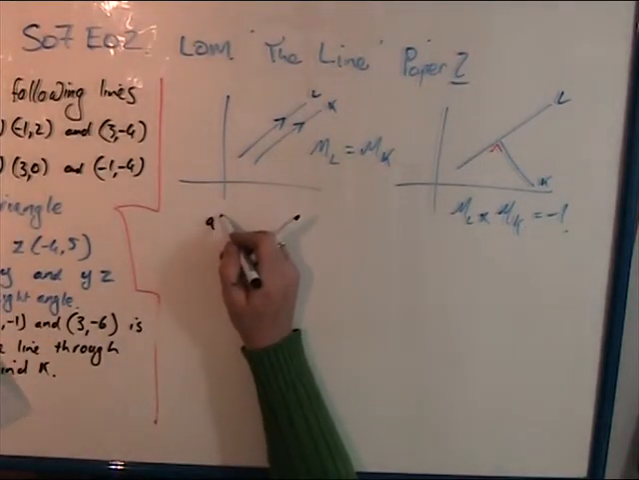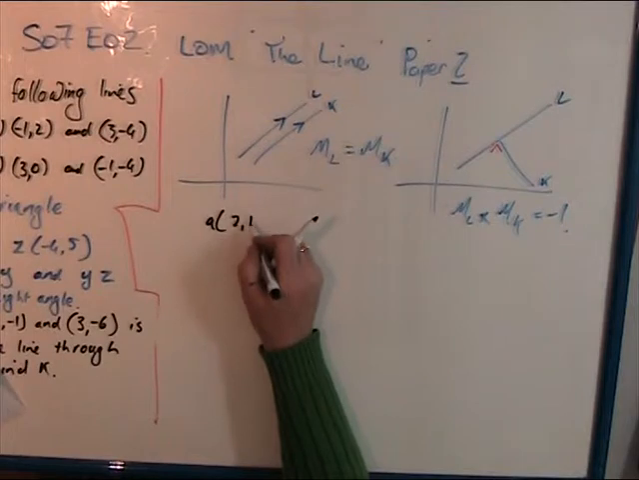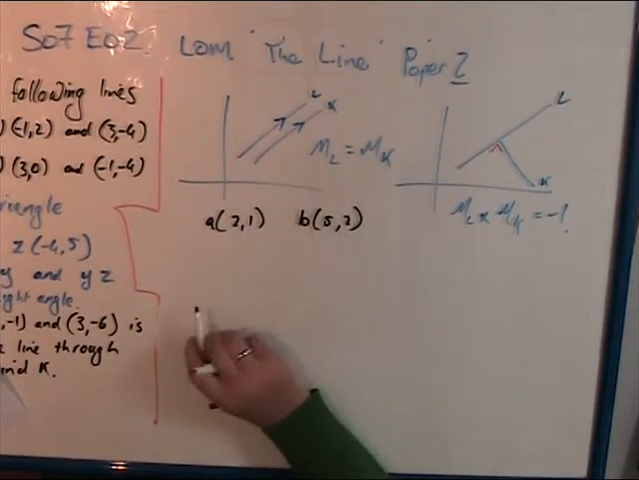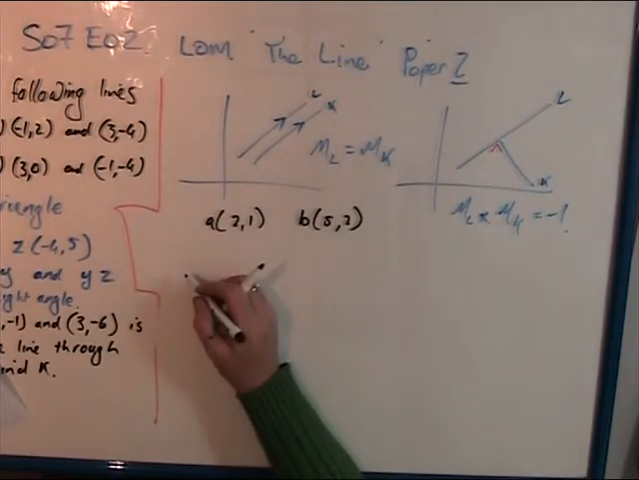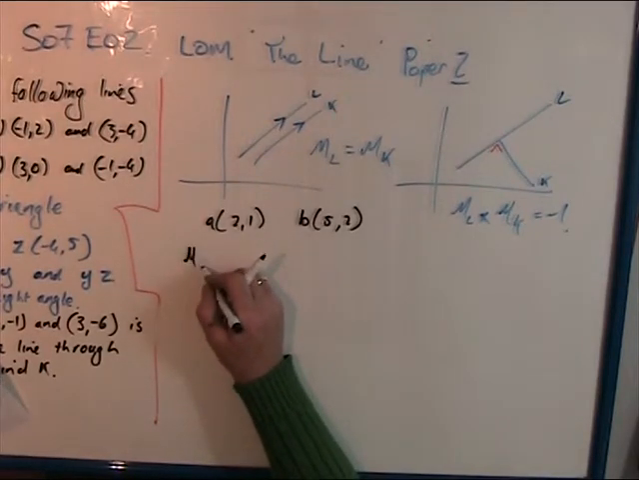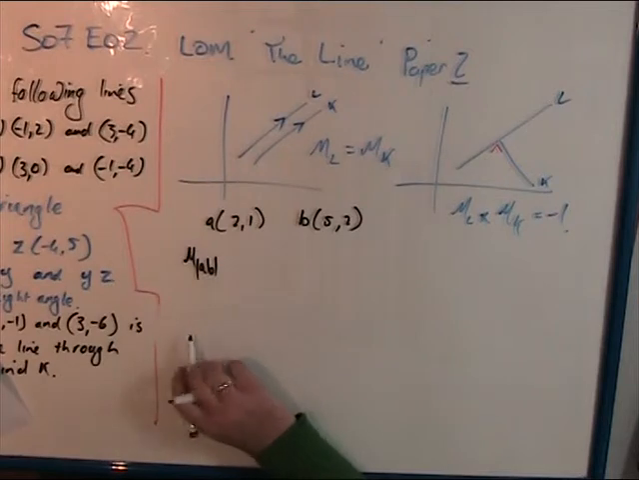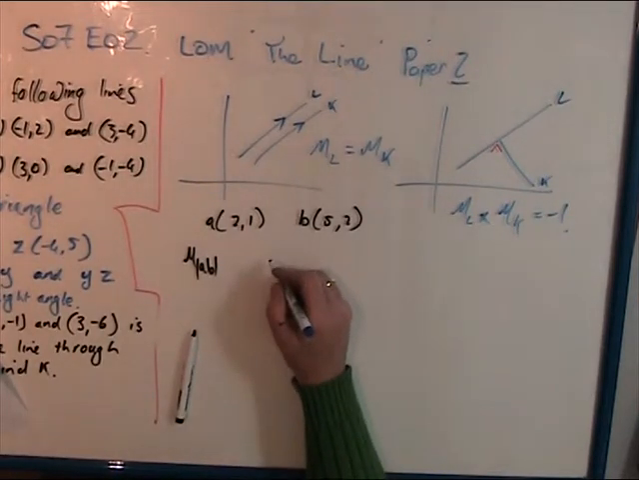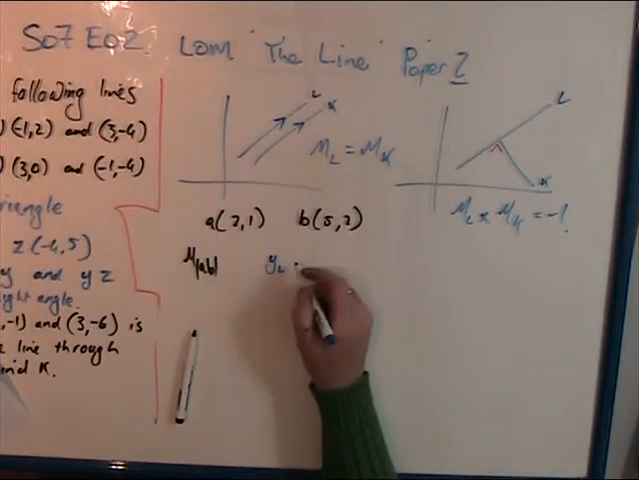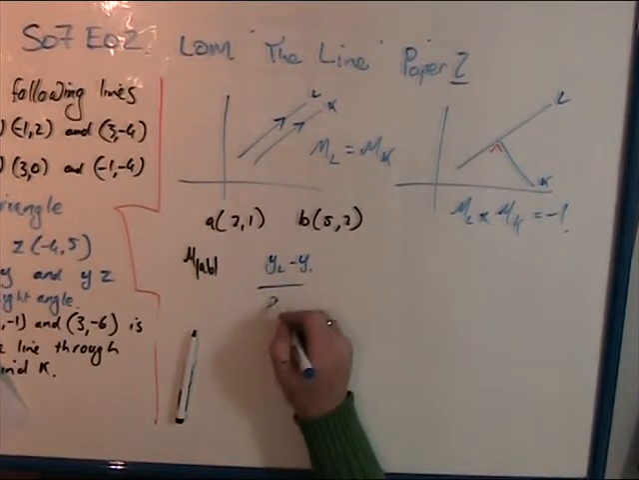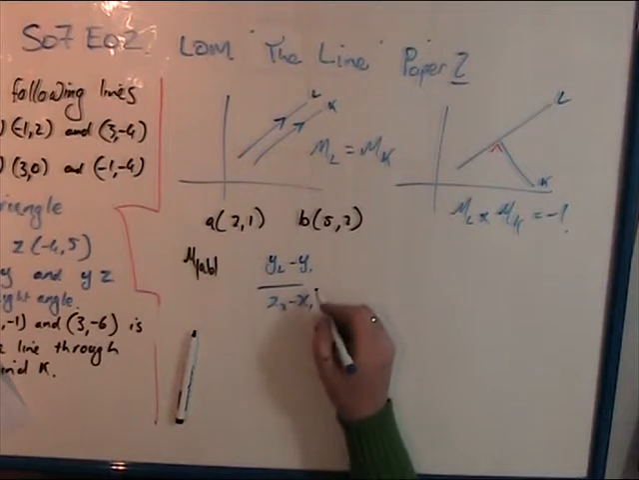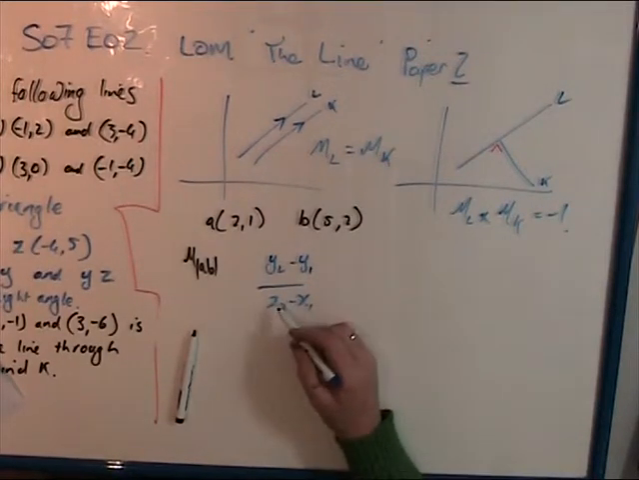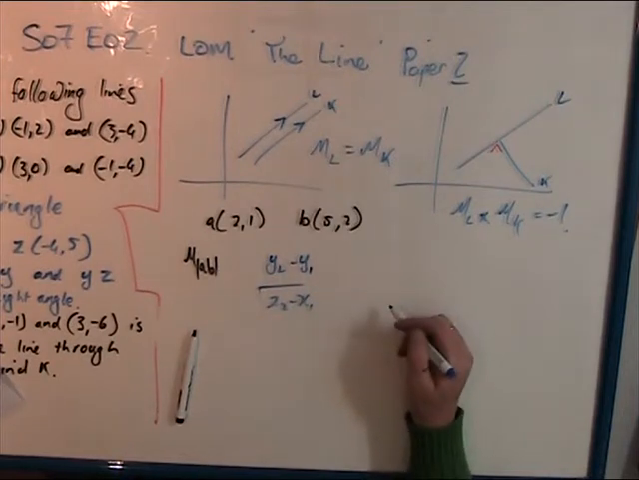So let's do a question. So we have A is (2, 1), B is (5, 2). And we're asked to find the slope of the line AB. Now the formula to find the slope is y2 minus y1 over x2 minus x1. y2 minus y1 over x2 minus x1. You have to learn this. You have to memorize this.